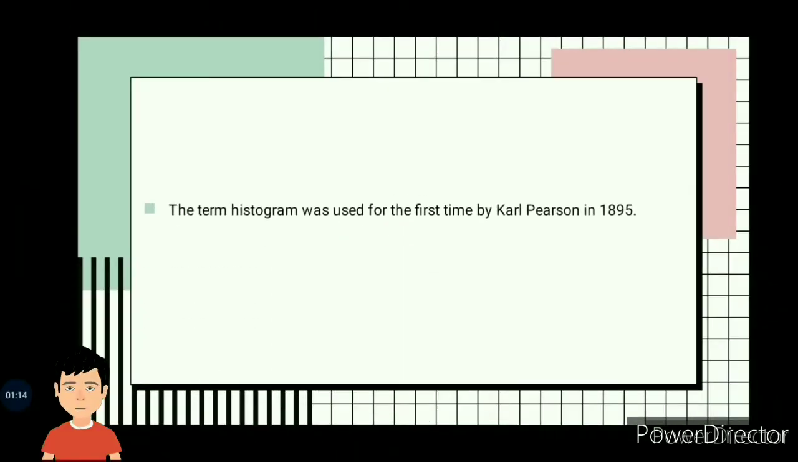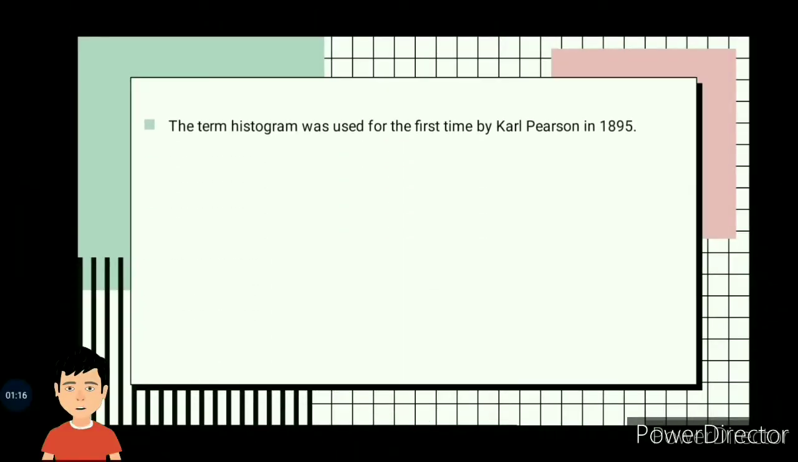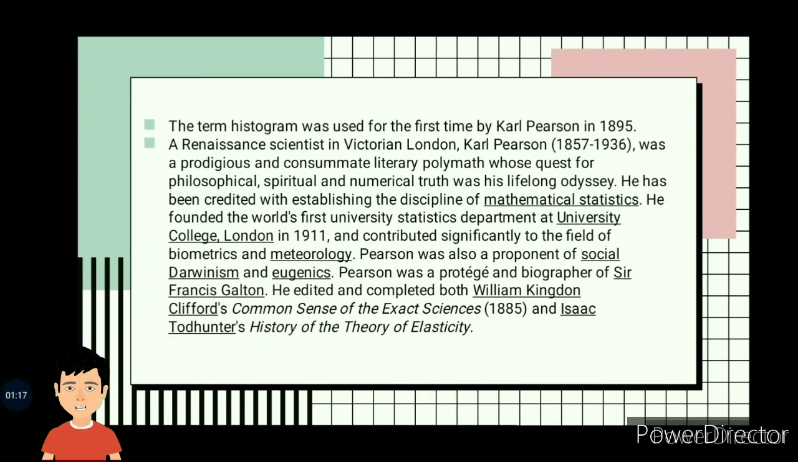The term histogram was used for the first time by Karl Pearson in 1895, a Renaissance scientist in Victorian London. Karl Pearson, 1857 to 1936, was a prodigious and consummate literary polymath whose quest for philosophical, spiritual, and numerical truths was his lifelong odyssey. He has been credited with establishing the discipline of mathematical statistics.